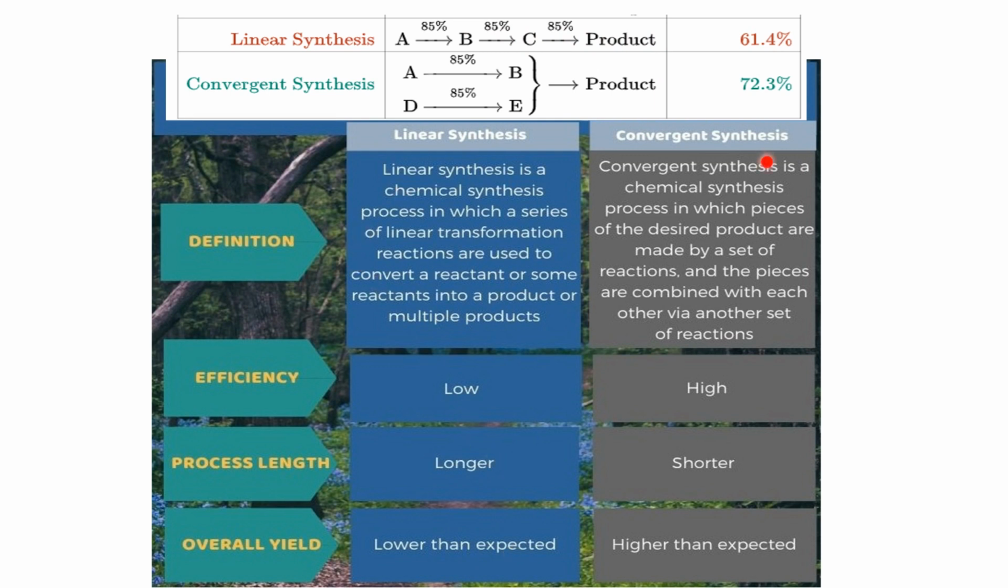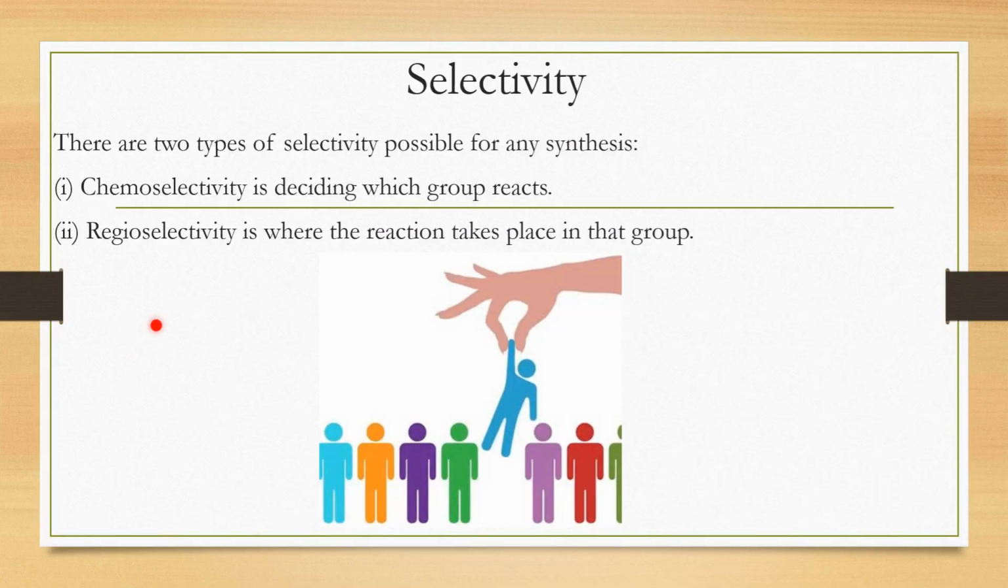So most of the time it is always preferred to have a convergent synthesis. If there is no other option, then we have to go for linear synthesis. But taking all the principles of green chemistry into account, most of the syntheses are now changed so that they can have minimum steps. So you are going to learn the difference between linear and convergent synthesis, one example for each. Have you understood this?